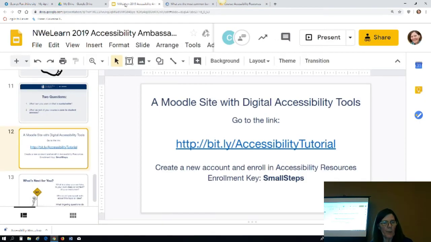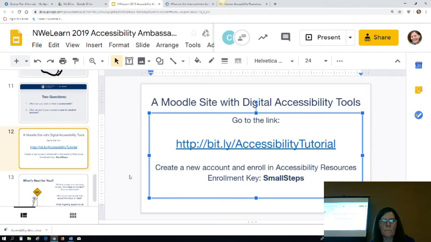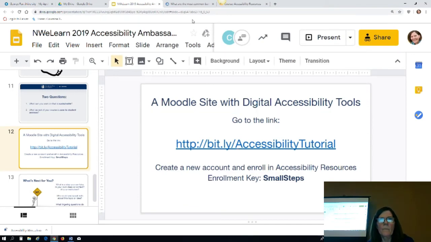I don't think I can open the Word document. Oh, there it is. Small text. And if you have questions for us specifically about how we got faculty involved or what we do and how we go about that process during this time, we're happy to answer those questions as well.